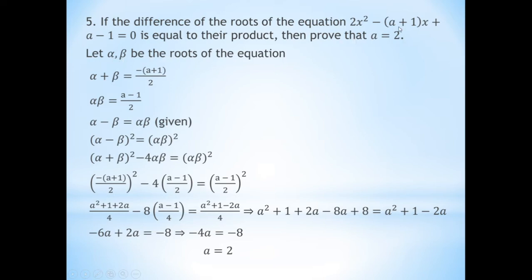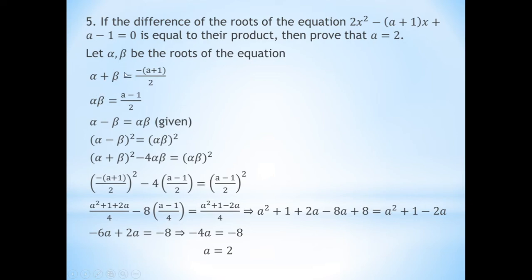Now consider this equation. This looks like a quadratic equation. What is the coefficient of x square? Which is 2. So this is a. What is the coefficient of x? Minus (a plus b). So this is the b term. What is the constant term? A minus b. So this is c.